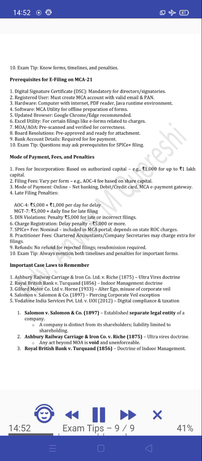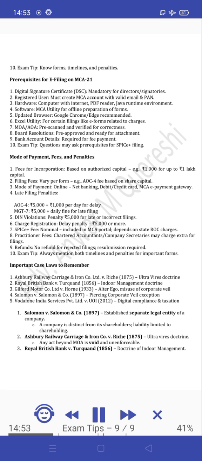2. Registered user: must create an MCA account with a valid email and PAN. 3. Hardware: computer with internet, PDF reader, Java Runtime Environment. 4. Software: MCA utility for offline preparation of forms. 5. Updated browser: Google Chrome or Edge recommended. 6. Excel utility: for certain filings, like e-forms related to charges.